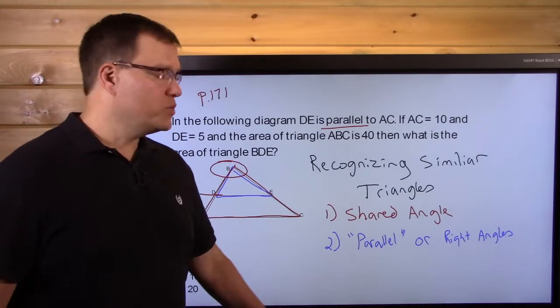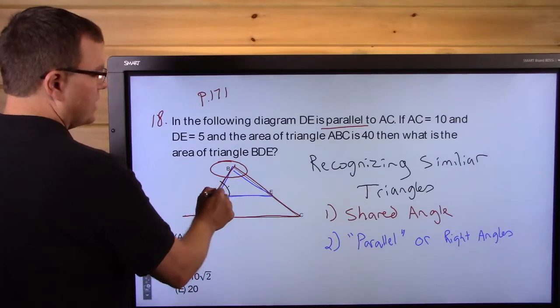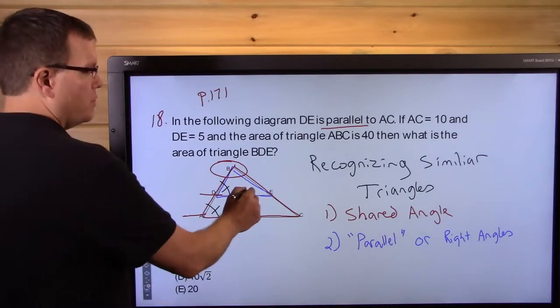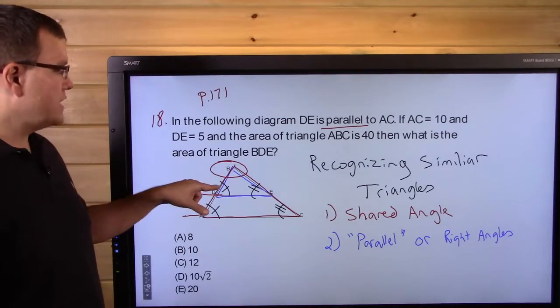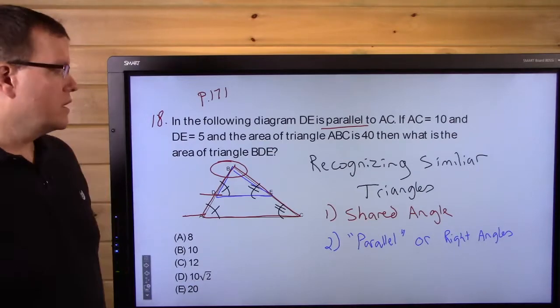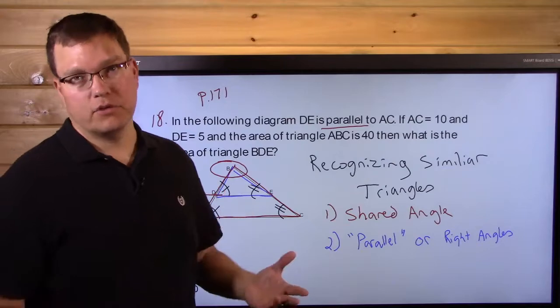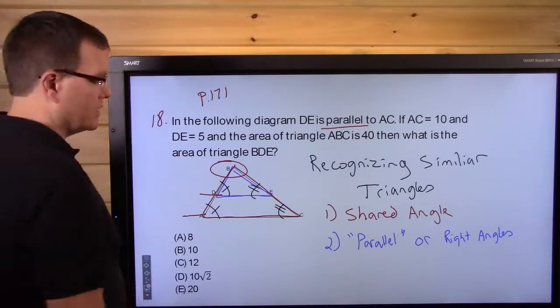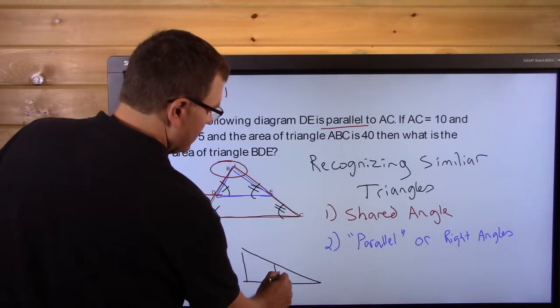You know what happens when you have parallel lines is that they intersect with a straight line at the same angle. The parallel lines are going to intersect at the same angle. So this angle is going to be the same as this one, and this angle is going to be the same as this one. So when you have parallel lines, you always have similar triangles because you're going to intersect at the same angles. And then don't forget that you might have a right angle.